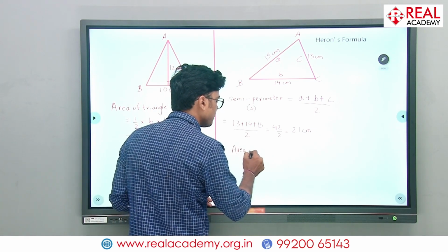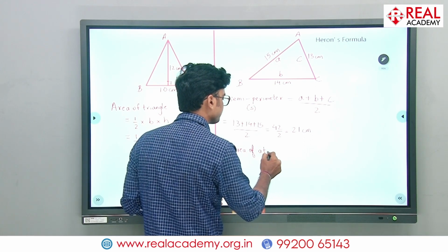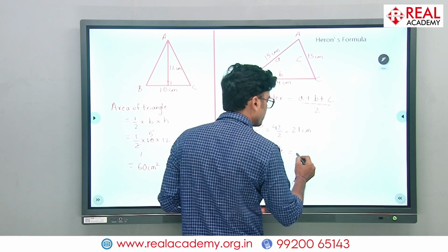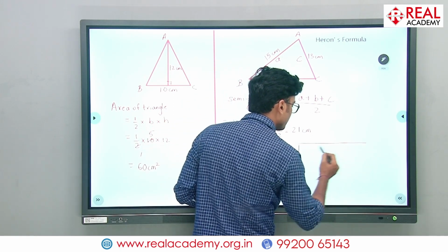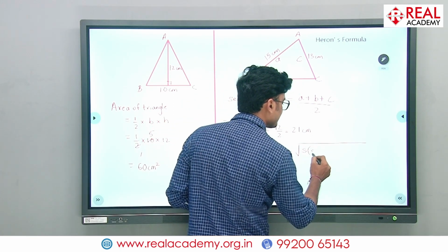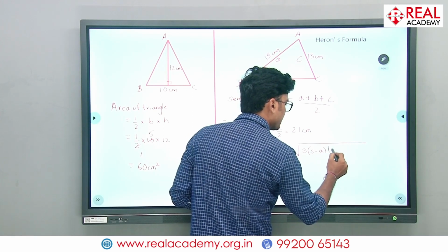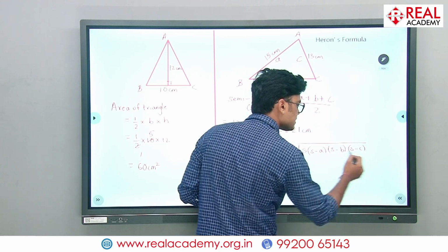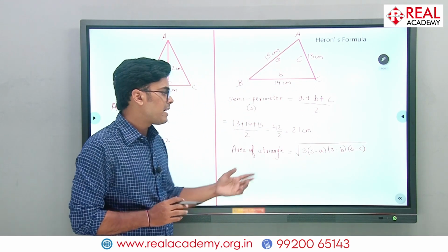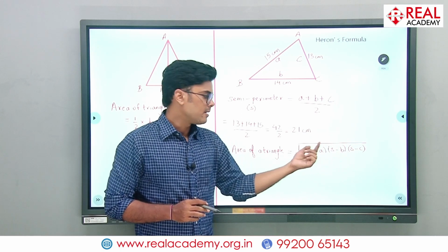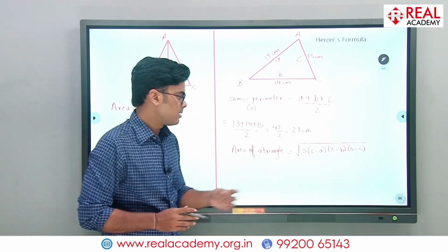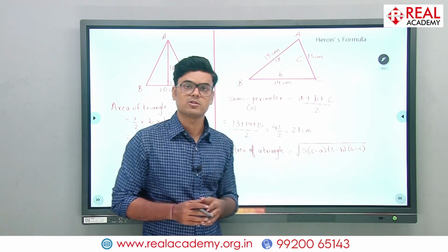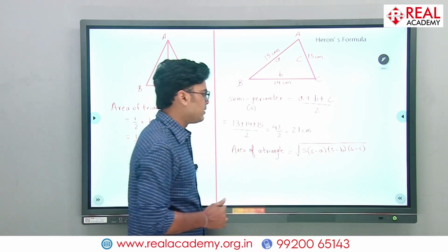Area of a triangle will be equal to square root of S multiplied by S minus A multiplied by S minus B multiplied by S minus C. What are the values of S, A, B and C? S is the semi-perimeter, A is one of the sides and B and C are the other two sides of the triangle. Let's substitute the values here.